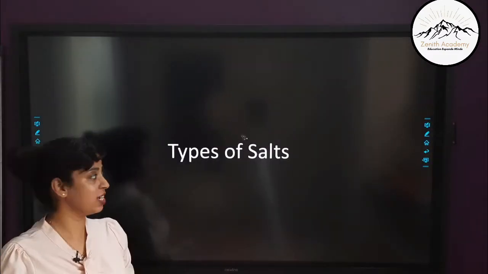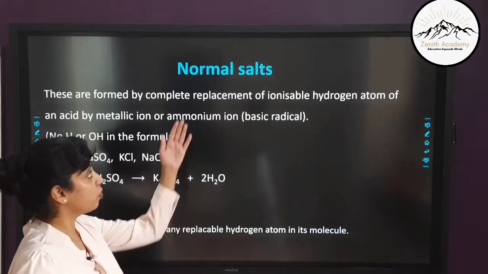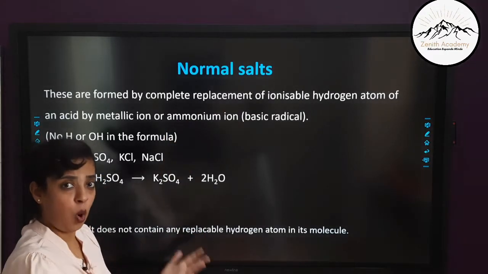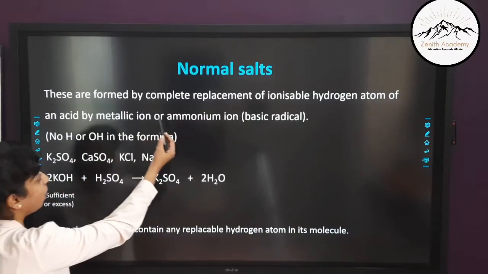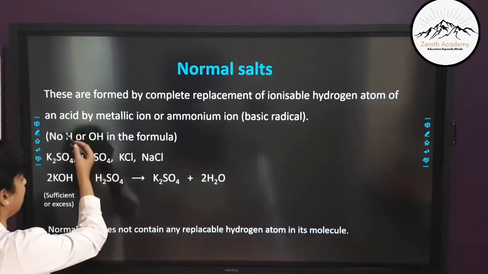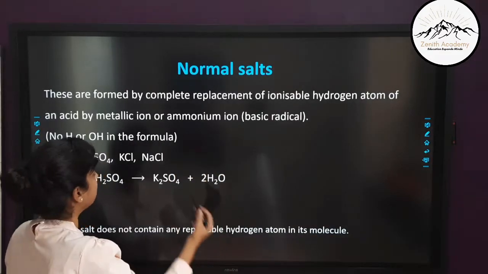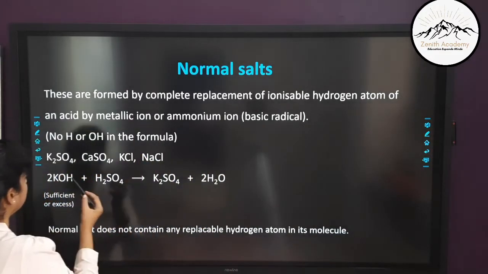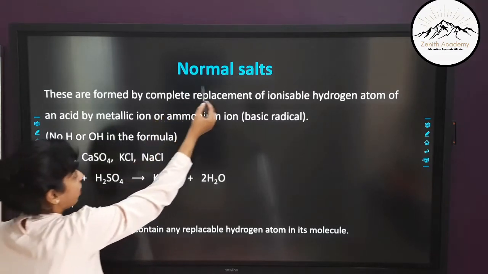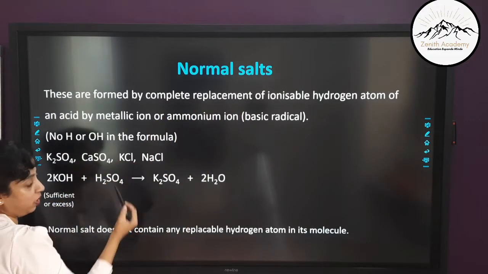Now students, let's talk about the different types of salts. The first type of salt that we'll study is normal salts. These are formed by complete replacement of ionizable hydrogen atoms of an acid by a metallic ion or ammonium ion. We already studied the complete replacement. Now in such types of salts, no hydrogen or OH is present in the formula.